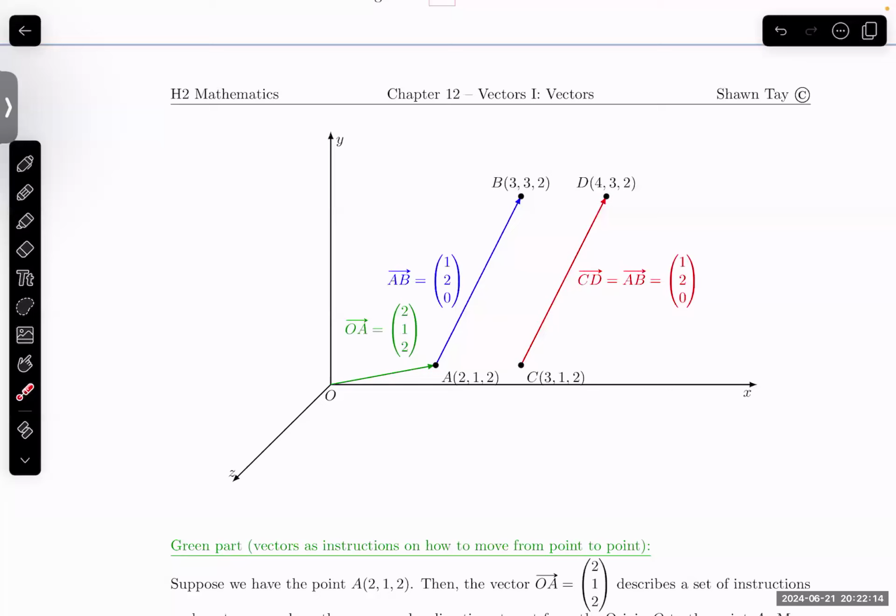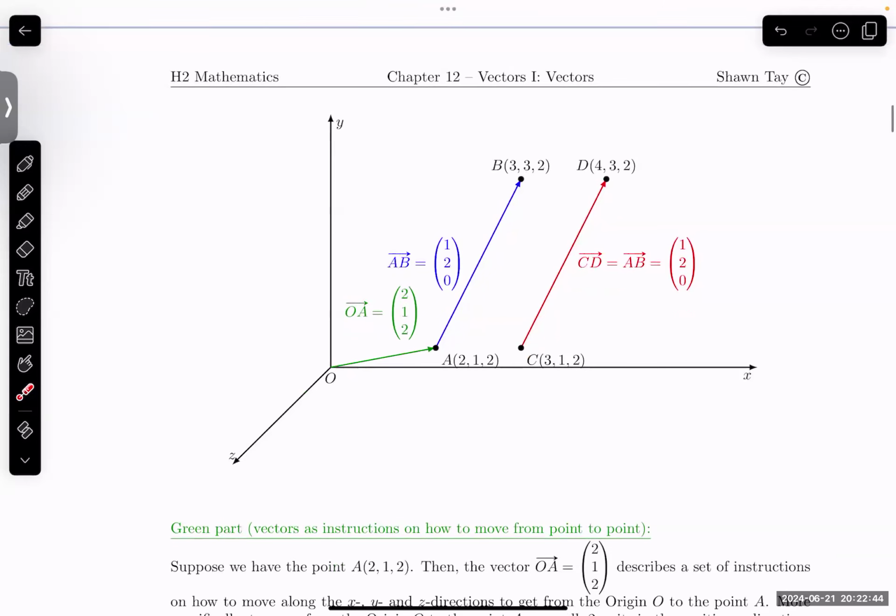Now we want to build this new object called a vector, which will bring us from point to point. For example, let's say I want to talk about how to move from origin, which is usually the default reference point. How do we travel from point O, origin, to this certain point A, which has this set of coordinates? So coordinates are kind of like addresses, right? And vectors are instructions on how to travel from address to address, okay?